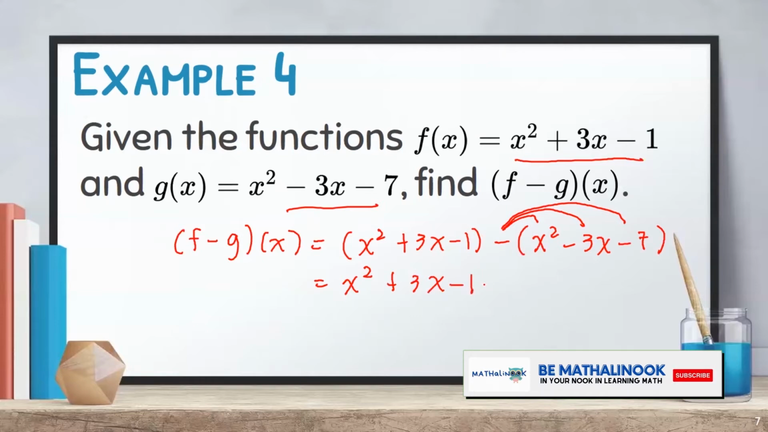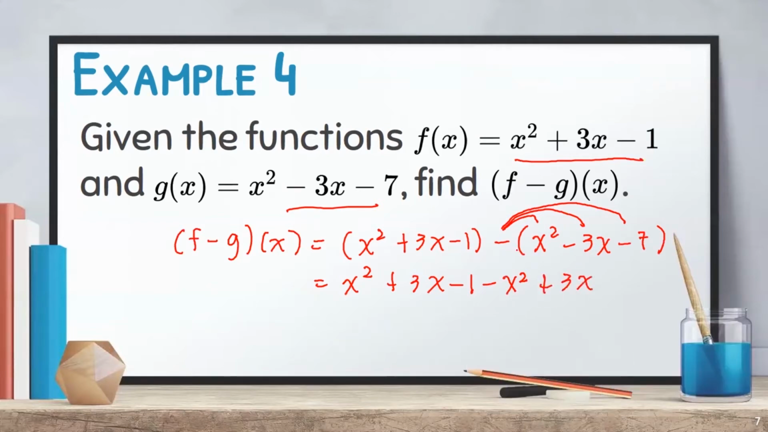Negative times positive is negative x squared. Negative times negative is positive 3x. And negative times negative is positive 7. Here, we can combine x squared and negative x squared, positive 3x to positive 3x, and negative 1 to positive 7.